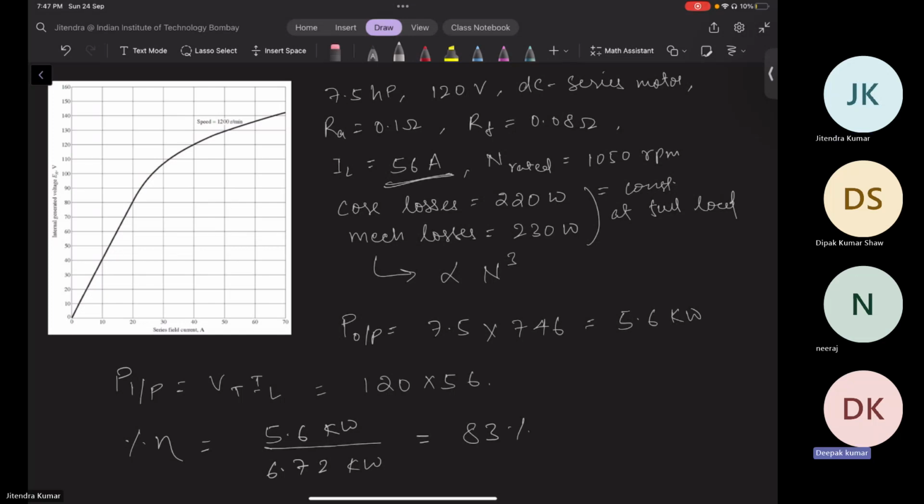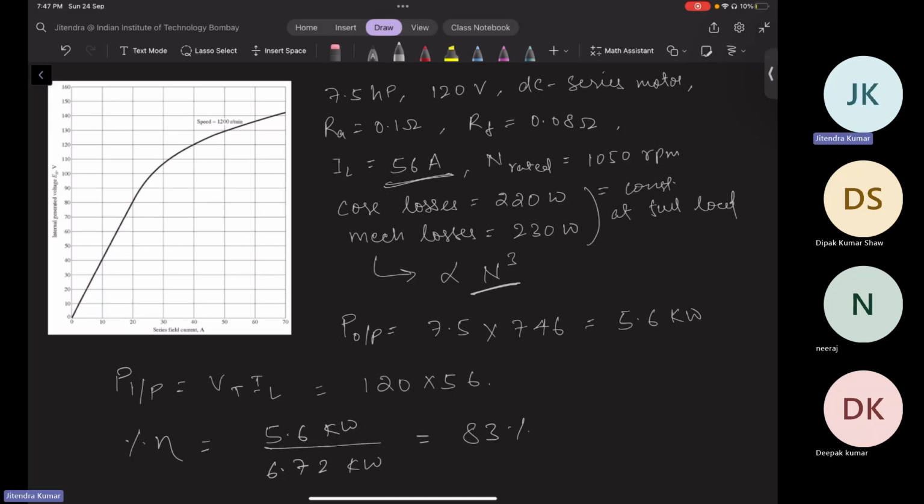Sir, if we want at a particular load, then how can we proceed? So see, the mechanical losses are proportional to the cube of the speed. So first you have to find out the appropriate mechanical losses, right? And then at that load, what will be the copper losses?